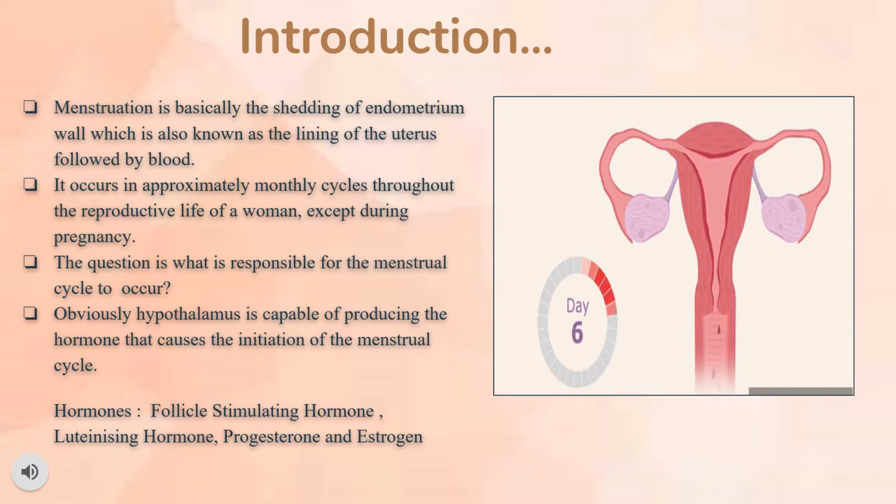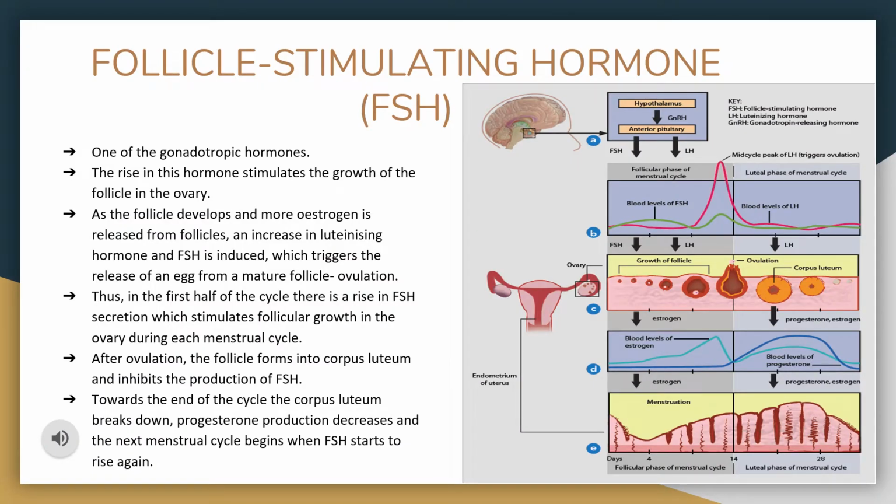So the question is, what is primarily responsible for the menstrual cycle to occur? What is being triggered so that the menstrual cycle occurs? The answer is the hormones produced by the hypothalamus that cause the initiation of the menstrual cycle. The hormones which play a vital role in the menstrual period are follicle stimulating hormone, luteinizing hormone, progesterone and estrogen. The hormones' functions and their roles in this cycle will be explained further by my team members. Okay, let's move on to the first hormone.